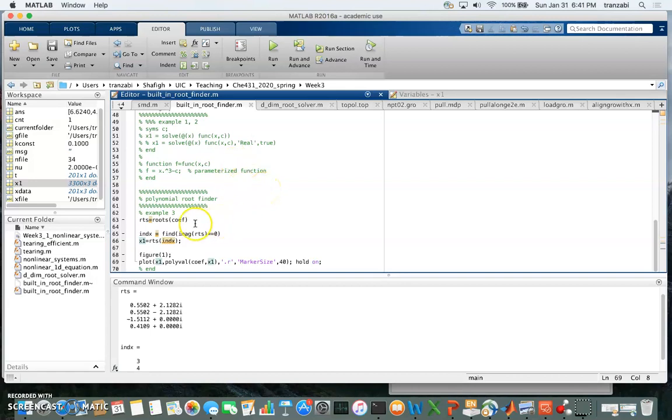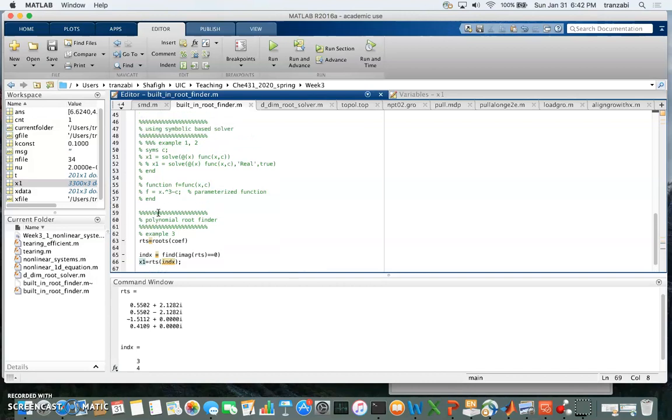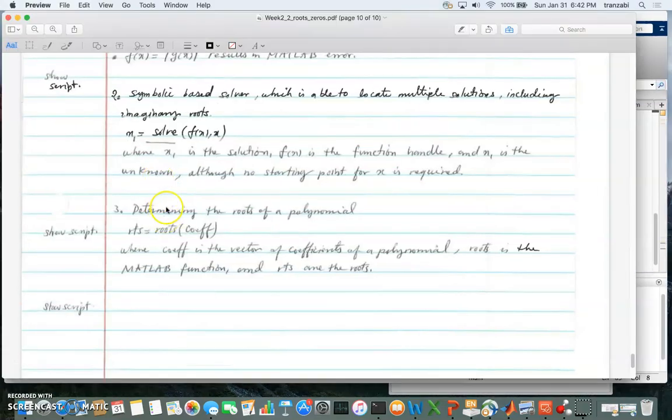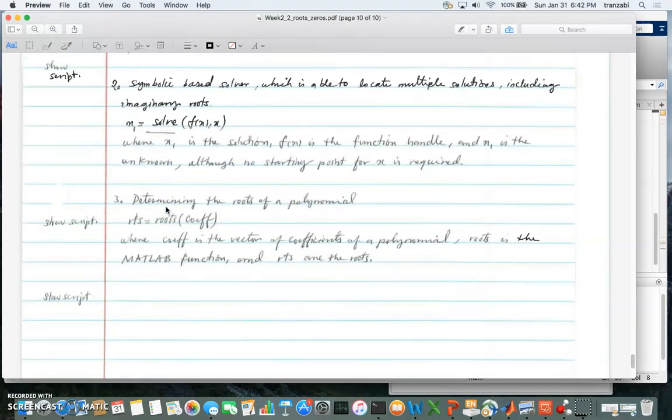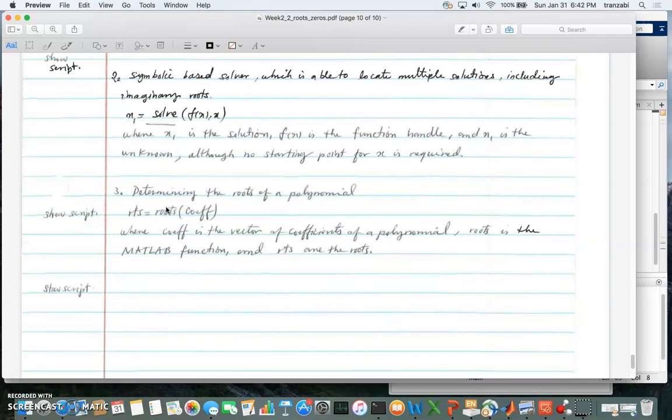Okay, so roots is only used when there's a polynomial. We cannot use roots for any other function. It's a polynomial root finder. We talked about fsolve and we talked about fzero. So those are the 3 functions that we can use to find the root of a function. Okay, so that was it.